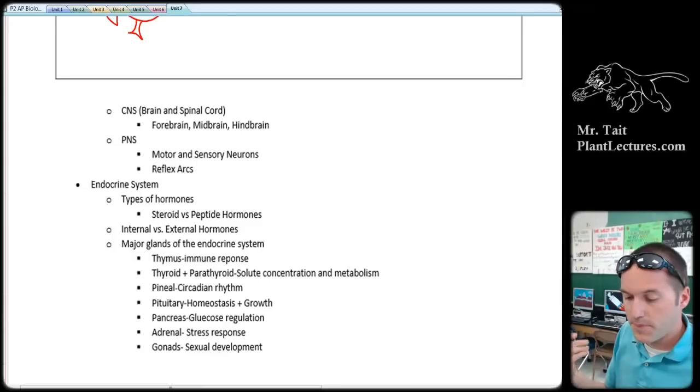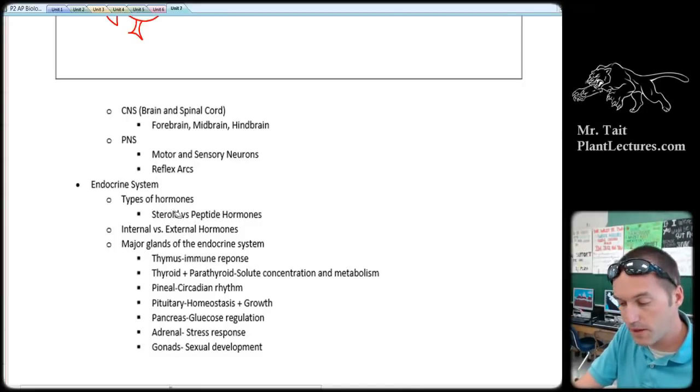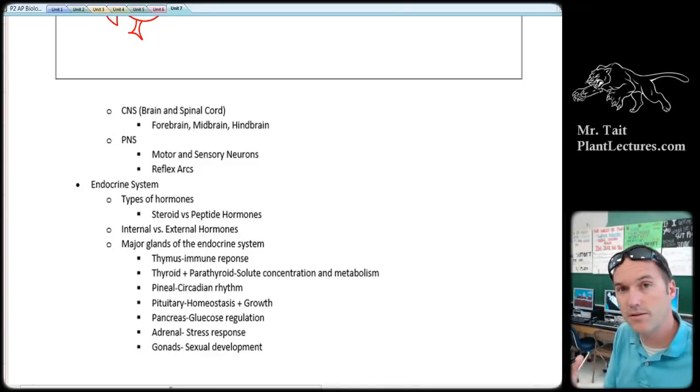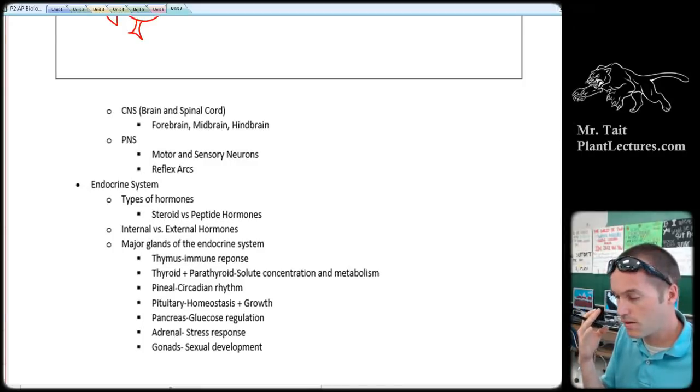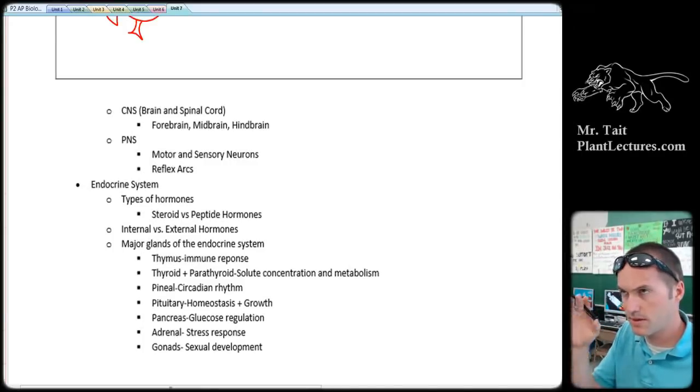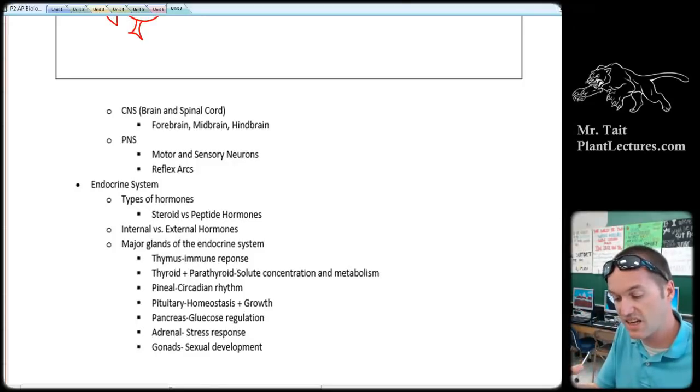All right, endocrine system. Lots of stuff for the endocrine system. Some stuff you need to know about, some stuff is less important. You should definitely know the difference between a steroid hormone and a peptide hormone. Steroid hormones are the ones that are fat soluble, and so the receptors are going to be on the inside of the cell, because the hormones themselves are able to dissolve through the plasma membrane to actually get into the cell.